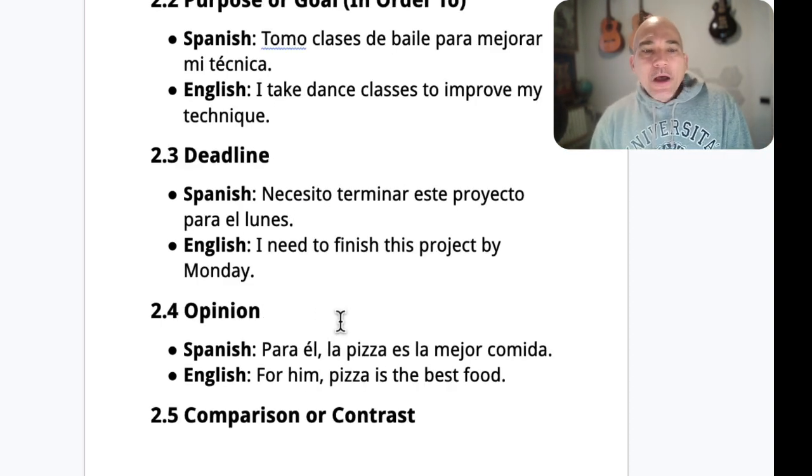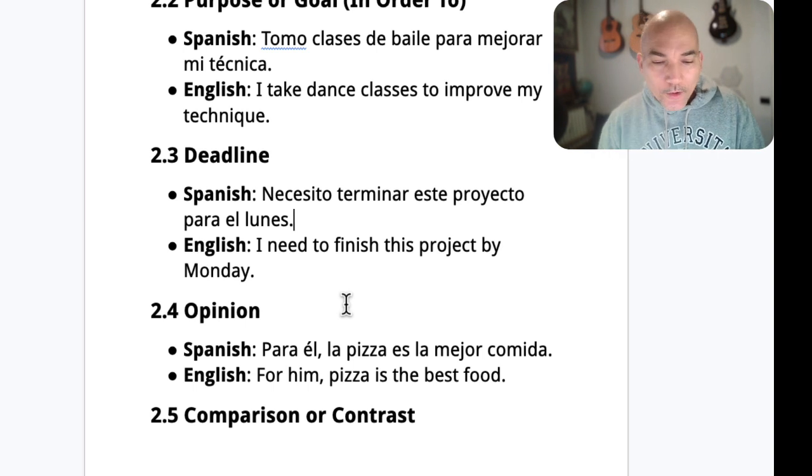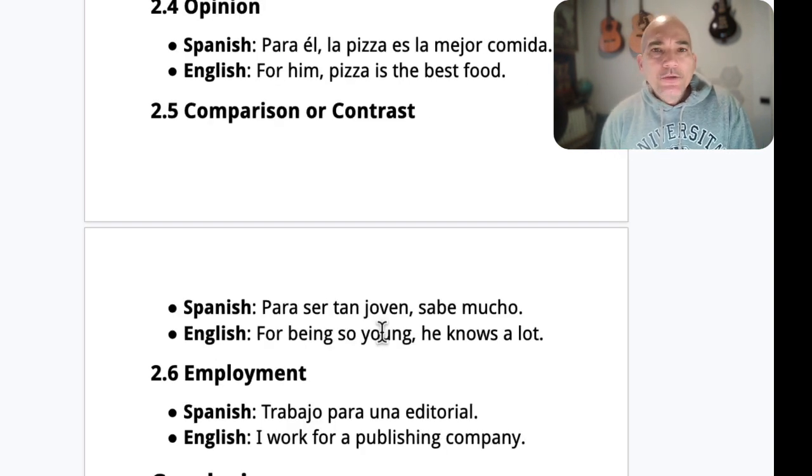Also, when we're talking about opinion, for example, in Spanish, para él, la pizza es la mejor comida. For him, pizza is the best food. Para nosotros, divertirnos es lo más importante. For us, having fun is the most important thing. In my opinion, then you can use para and not por. We use it also in comparison and contrast. For example, para ser tan joven sabe mucho. So for being so young, he knows a lot.